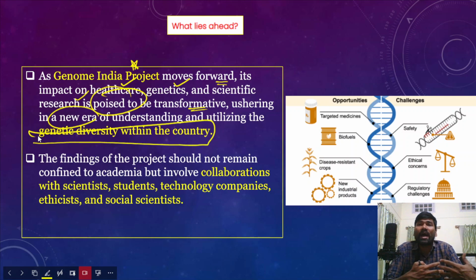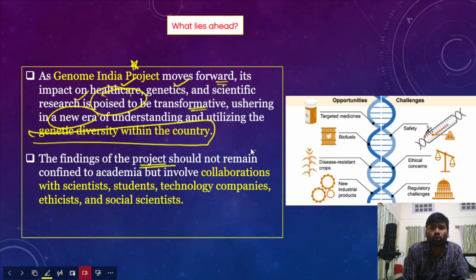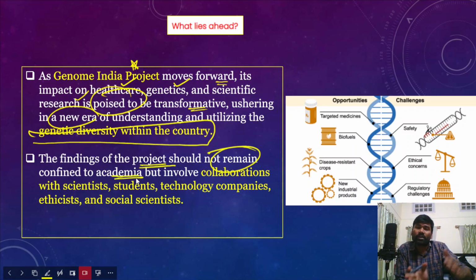For example, it could have revolutionary and transformatory applications in healthcare. Okay, so for precision medicine, manufacturing vaccines, designing targeted medicines, and even biofuels. After that, the findings of the project should not remain confined to academia. The research conducted as part of the Genome India project, and its findings, should not be limited to academia.